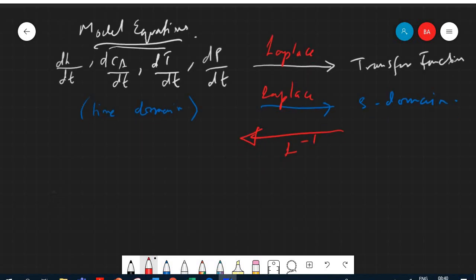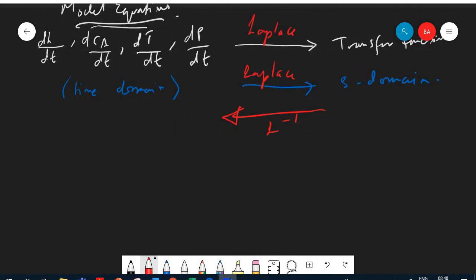And today we are going to take this route, where if I want to go from the time domain to the S domain, I need to do several things. First thing, what I need to do is a linearization step for non-linear ordinary differential equations. So if it is already linear, that means you don't need to do this step.